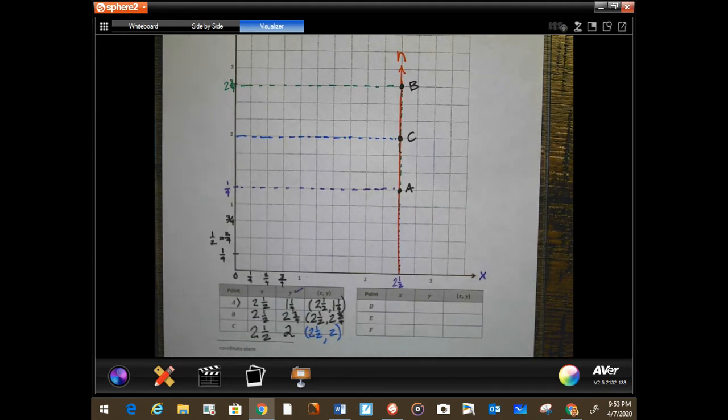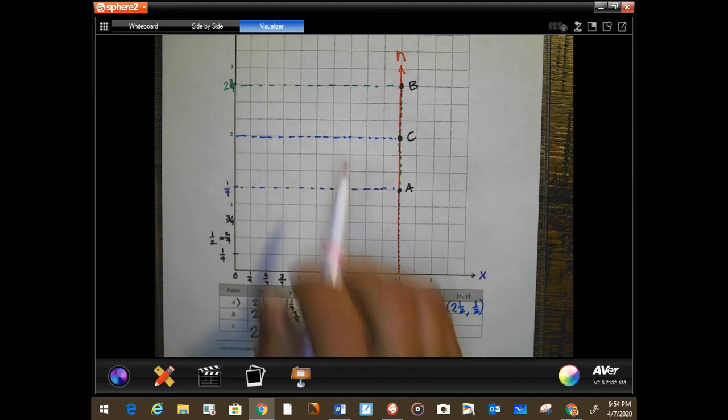So now we're going to look over here to the right-hand side, and we're going to start with x as the same value, 2 and 1/2. And the value for y is 1/2. Now we're going to write the coordinate pairs, which are 2 and 1/2, which is right there, and the value for y is 1/2. Those are the coordinate pairs. Now we're going to plot them on the grid.